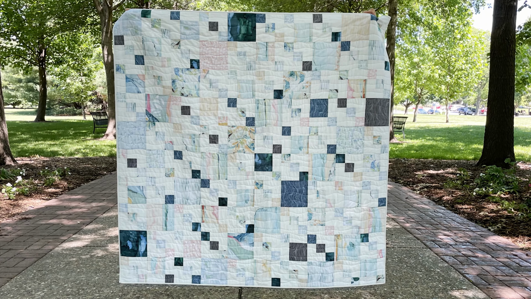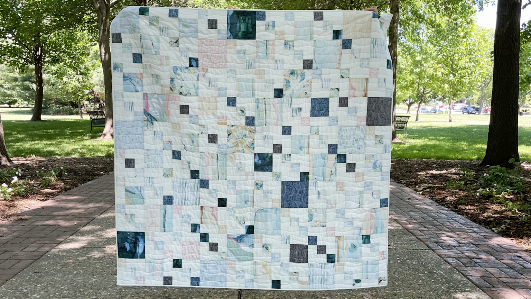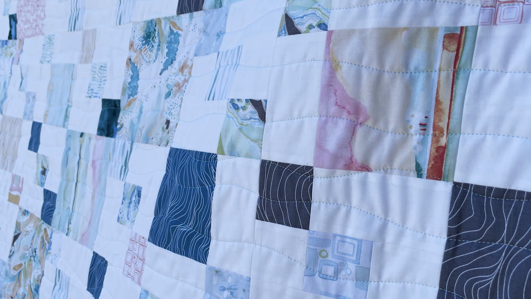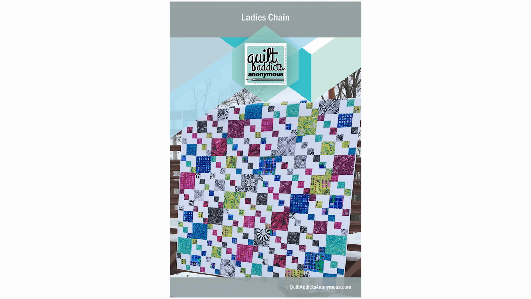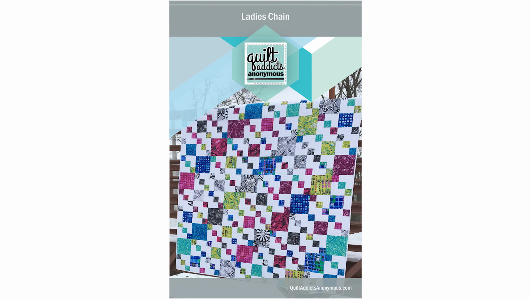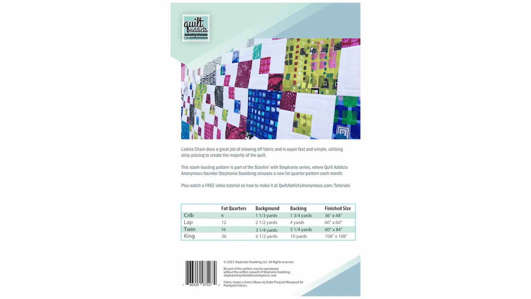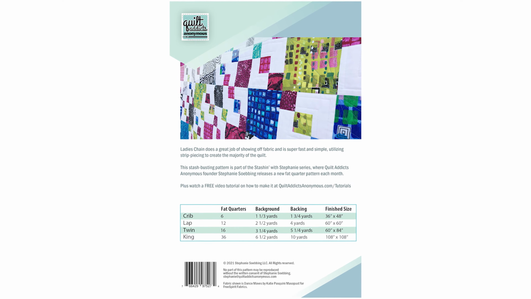It was just a riot of color, so I had a lot of fun with that. We've also done it in a more tranquil Shell Rummel version, and that was really pretty too. So it doesn't have to be really bright and bold, but if you are a scrap saver, a fat quarter saver, this is a good one for you because you're going to be able to really feature a lot of fabrics. Ladies Chain is available in crib, lap, twin, and king.